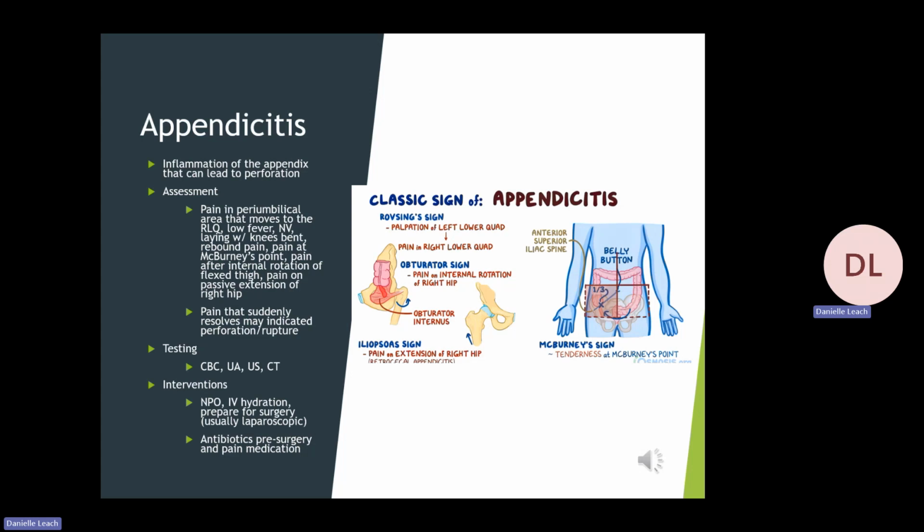Testing, we would do a CBC to look for infection, a UA, an ultrasound or a CT scan, or both to visualize the appendix and confirm appendicitis. Interventions for this, if somebody comes into the ER with these signs and symptoms, we would make them NPO. We would give them an IV for IV hydration and pain medication and prepare them for surgery.